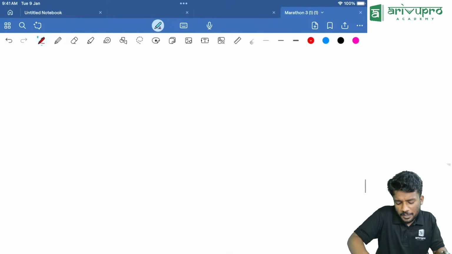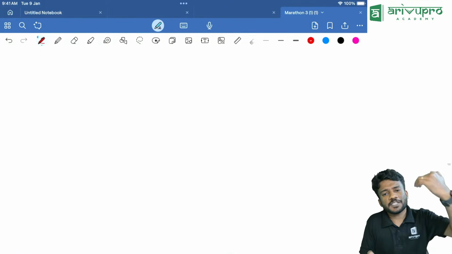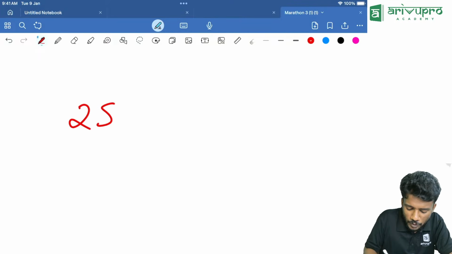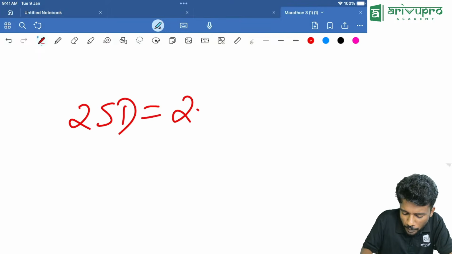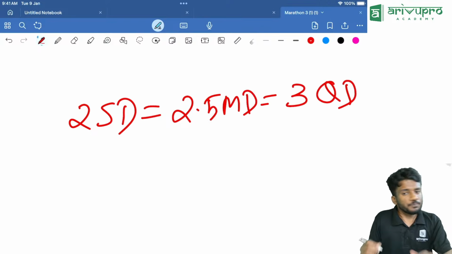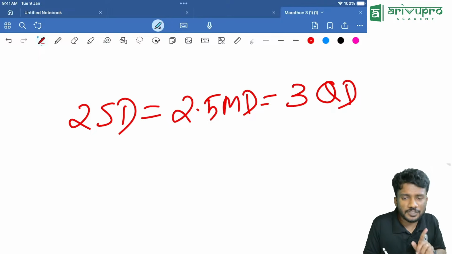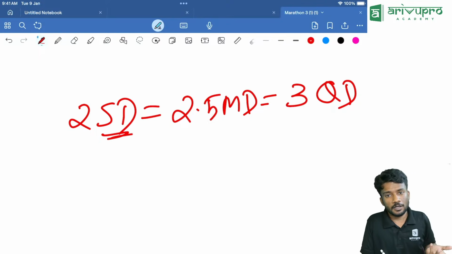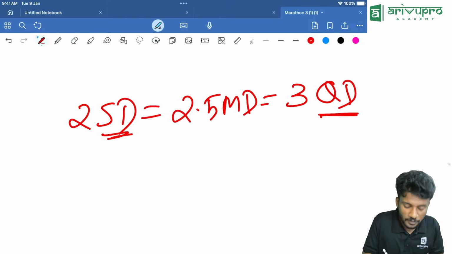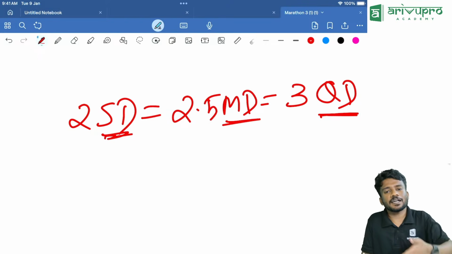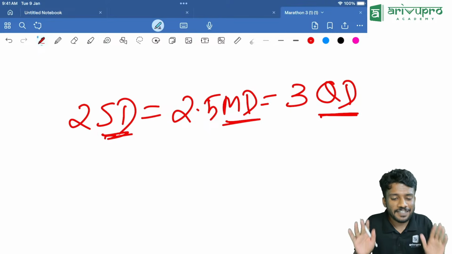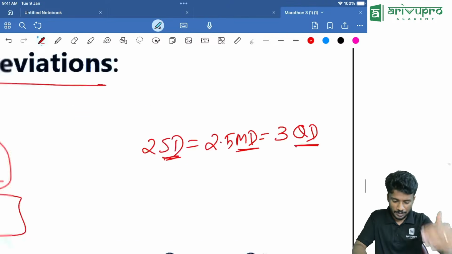Now people, we know another formula from chapter 14. What is it? 2SD is equal to 2.5 MD is equal to 3QD. Using this formula, once you find the value of sigma or once you find the value of QD, you can find the value of standard deviation, you can find the value of mean deviation. Everything is possible. I'll show you another example.